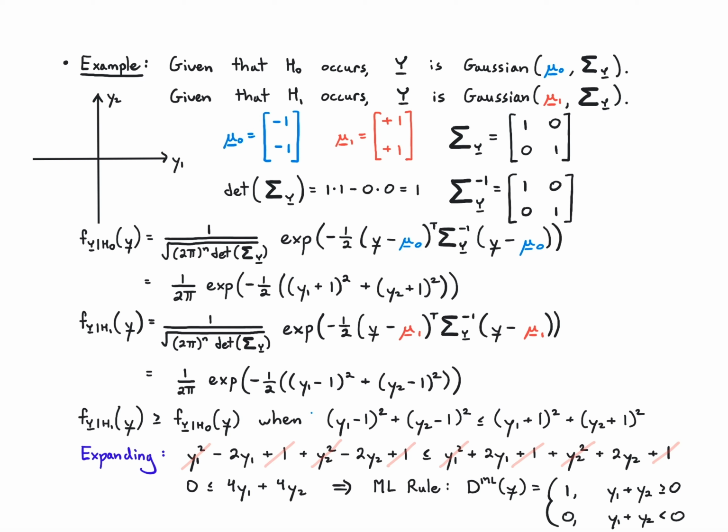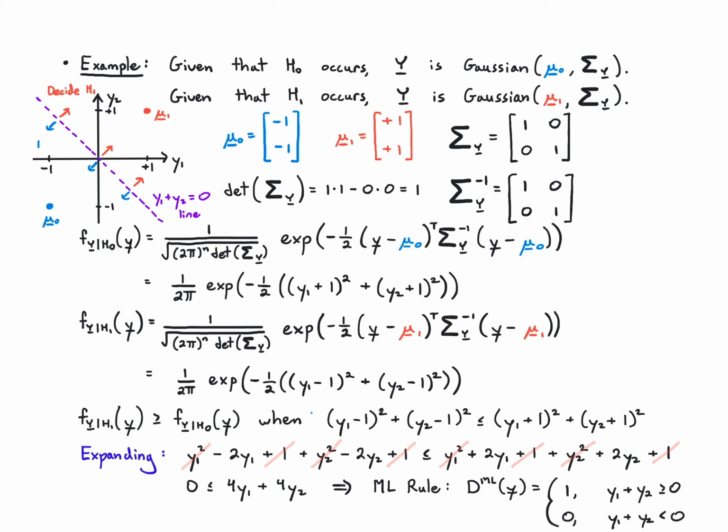So that's great. What does this look like geometrically? That's also going to make sense. I'm going to draw this 2D plot. Okay, so I'm going to have this coordinate system for y1 and y2, my observations. I'm going to have mu0, which is minus minus, and mu1, which is plus plus. And if you look at this line, this y1 plus y2 equals 0 line, on one side of this line I'm deciding for H0, and on the other side of this line I'm deciding for H1.